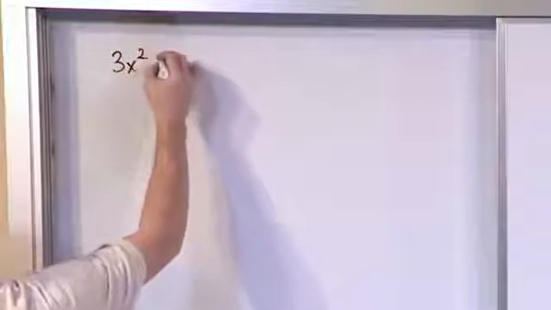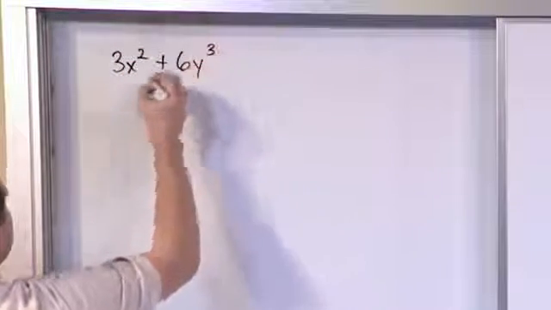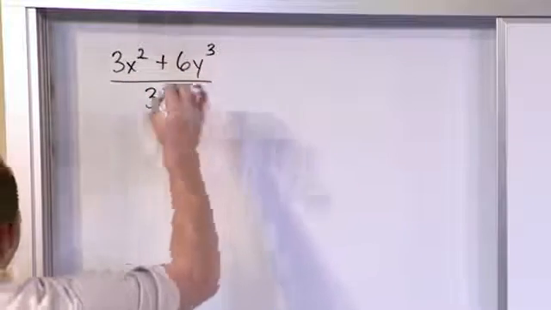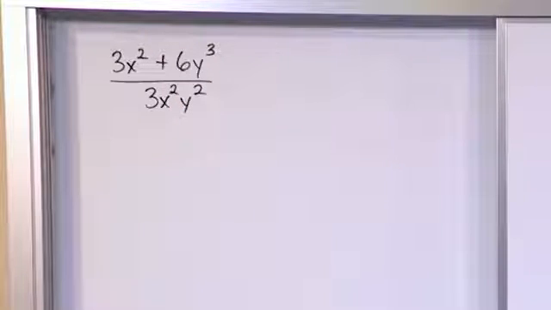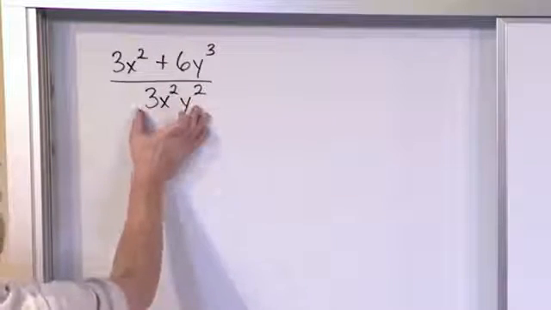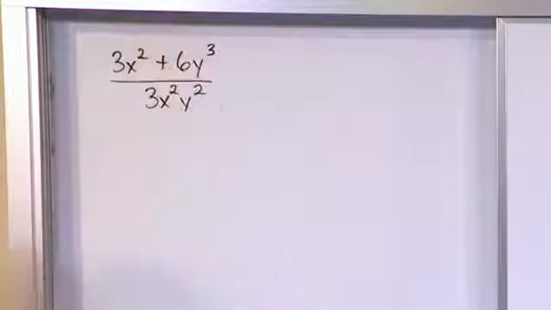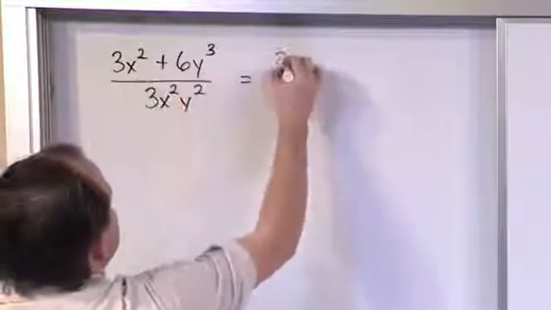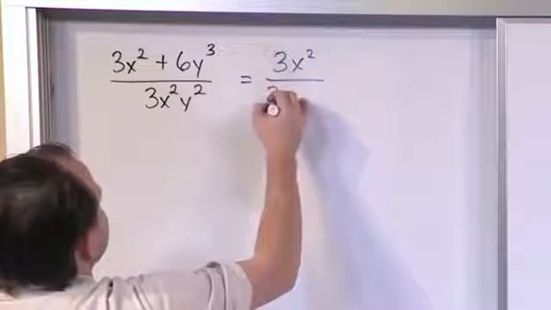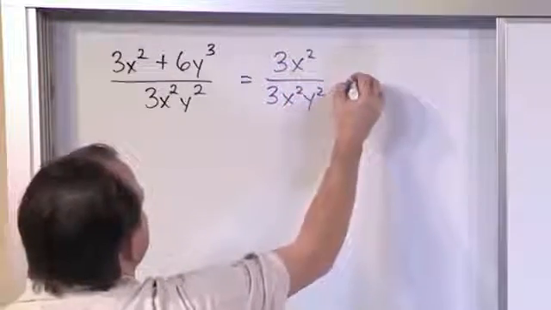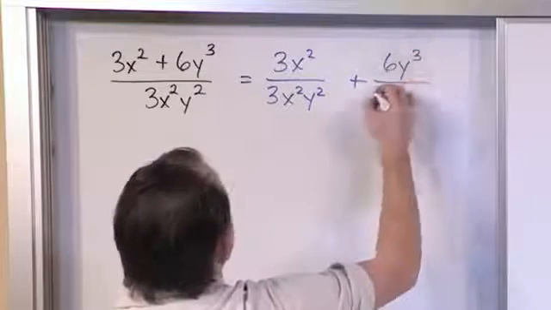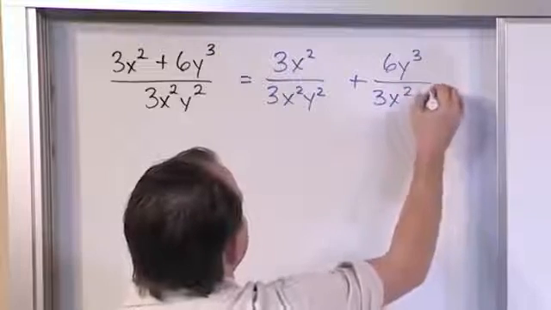All right, what if you have 3x squared plus 6y cubed, all divided by 3 times x squared times y squared? Okay, so it fits the same pattern. I have one thing on the bottom, one term, and then I have 2 terms on the top linked by a plus sign. So I know pretty much automatically that I can easily break this up into 3x squared over the bottom, which is 3x squared y squared, plus, the plus sign comes from this plus sign here, and then I can have 6y cubed over 3x squared y squared.